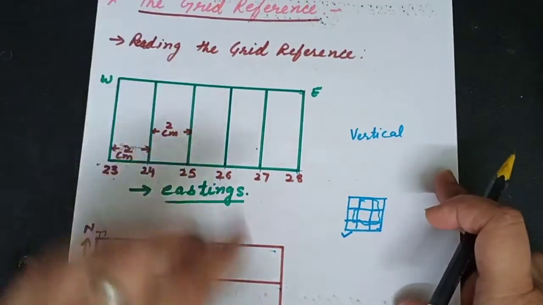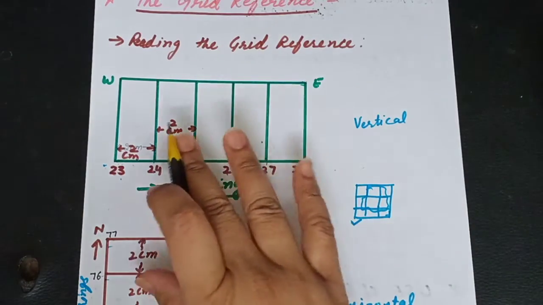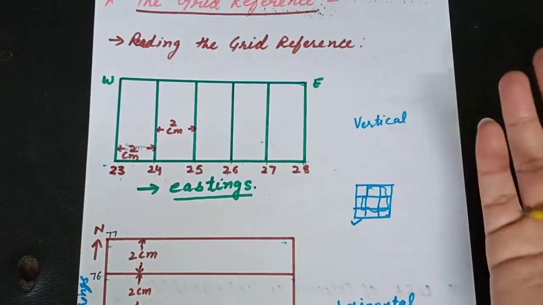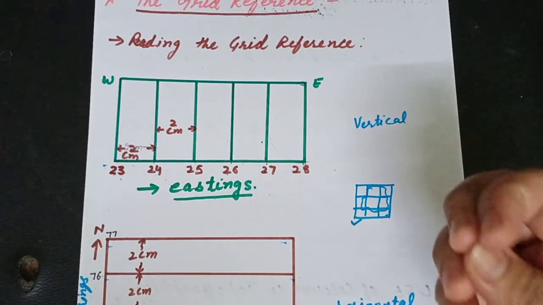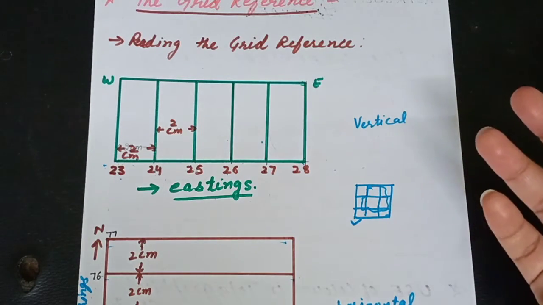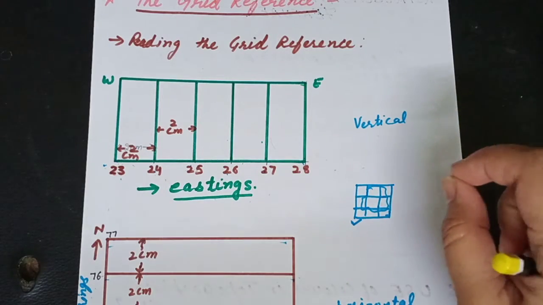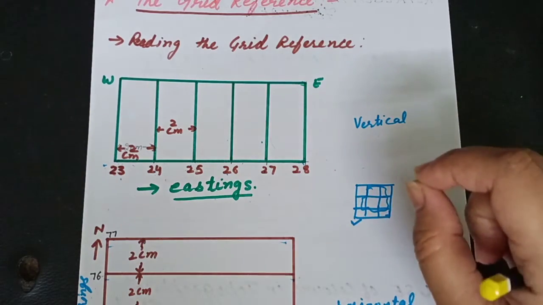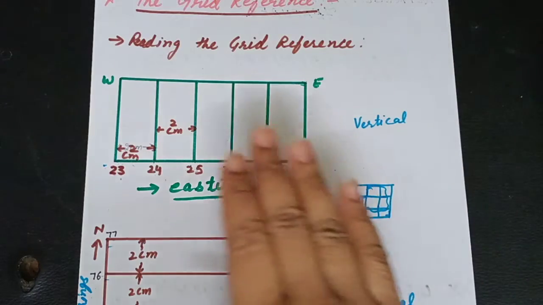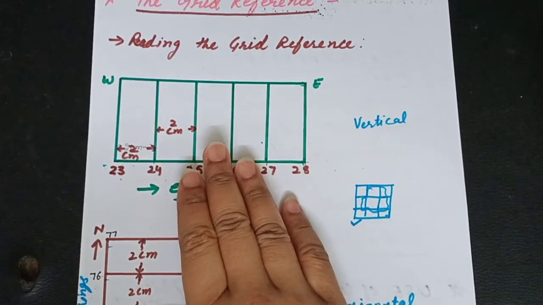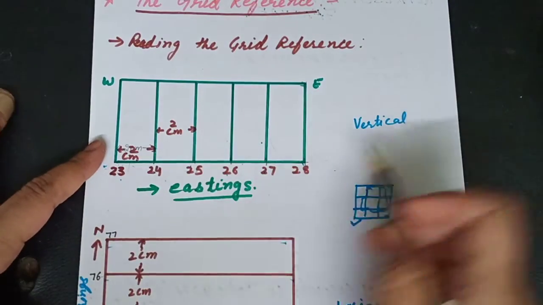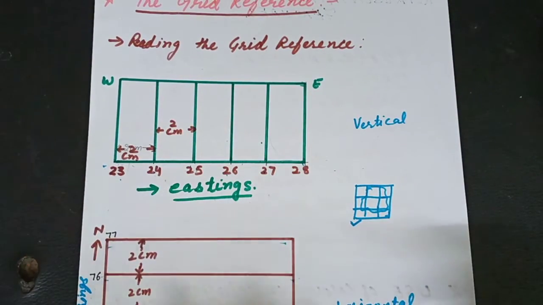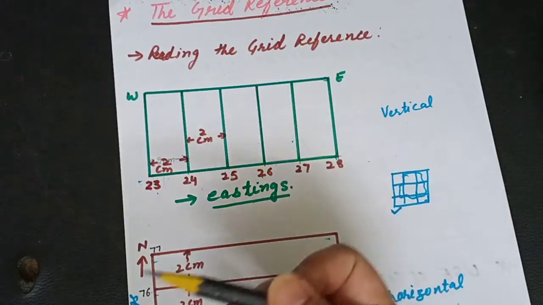Now the next topic we have is the grid reference. Now what is a grid? To locate any feature on a map, a man-made feature, a natural feature, any sign in any topographical survey map, we should know how to read a grid. For reading a grid, we should know what these vertical lines and horizontal lines are. So that is what we are going to learn about.